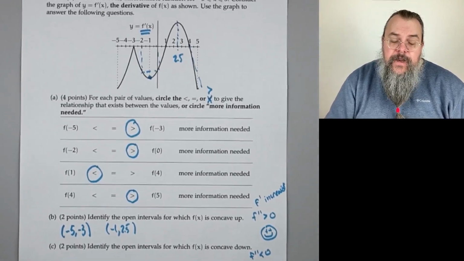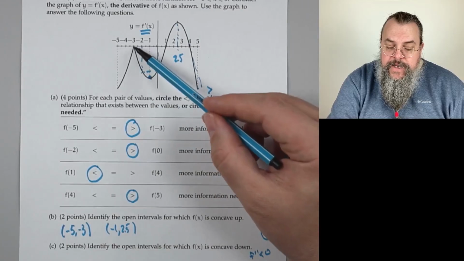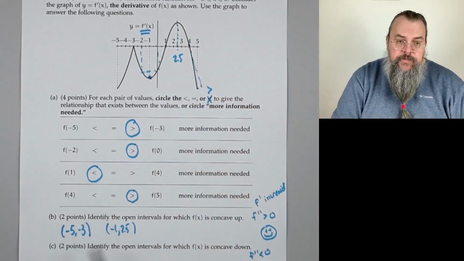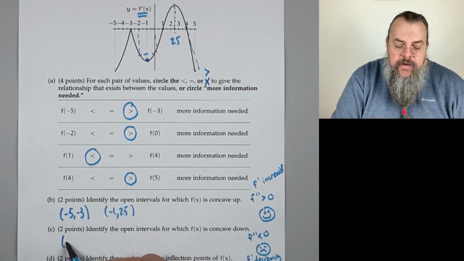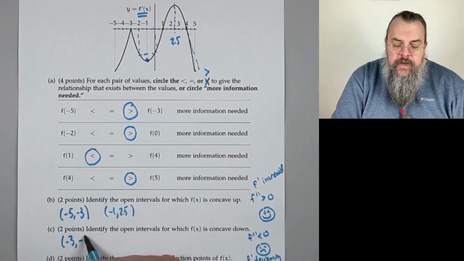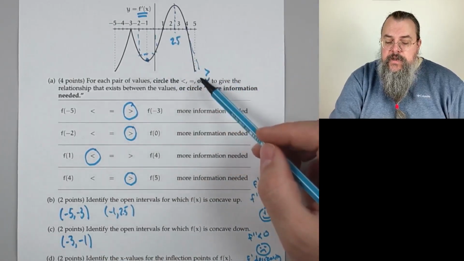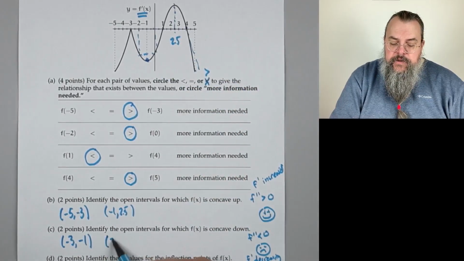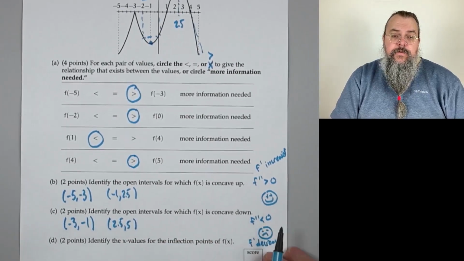So, again, looking at our picture, we're going up, we're going down. So we're going down from -3 to -1. Okay, so let's see if we can almost fit this. Yes, we can. -3 to -1. We go back up, and then we go down again. So from 2.5 to 5. All right, last one.